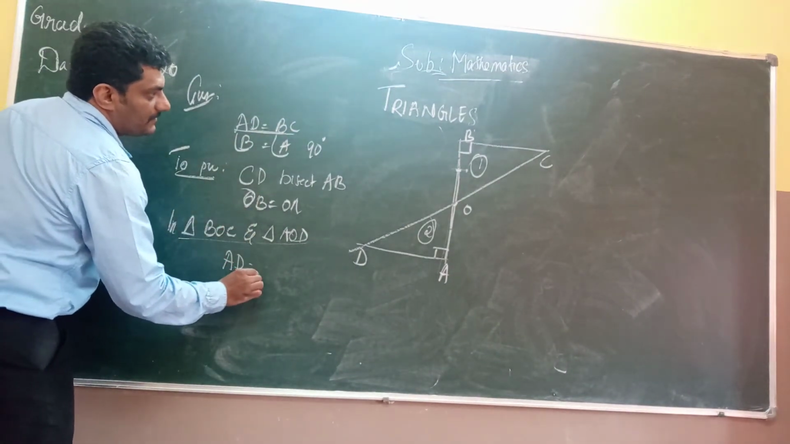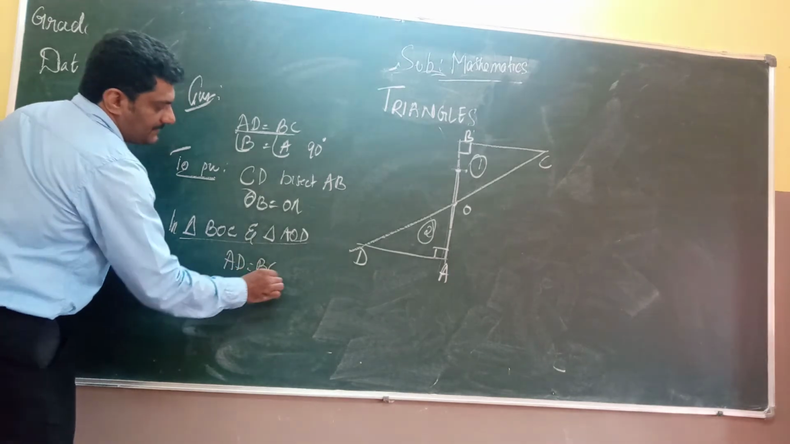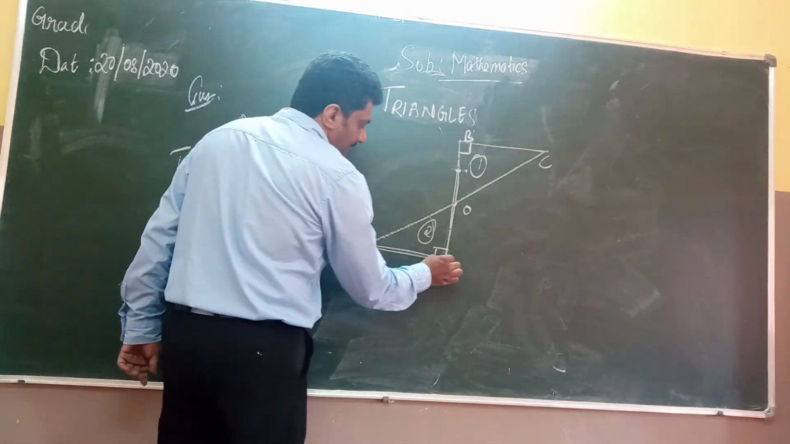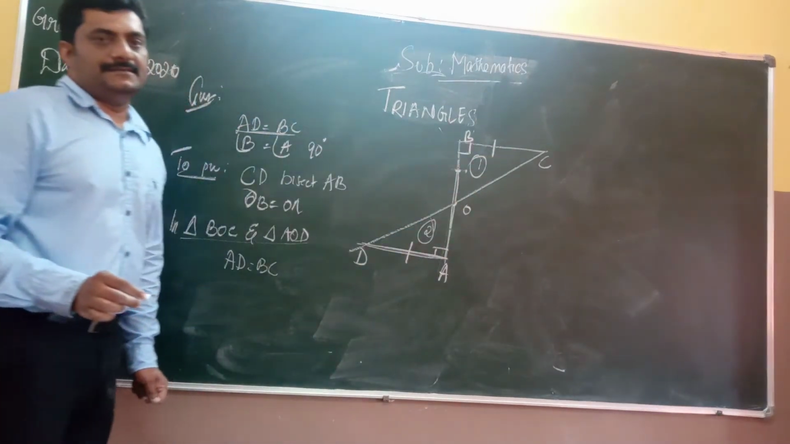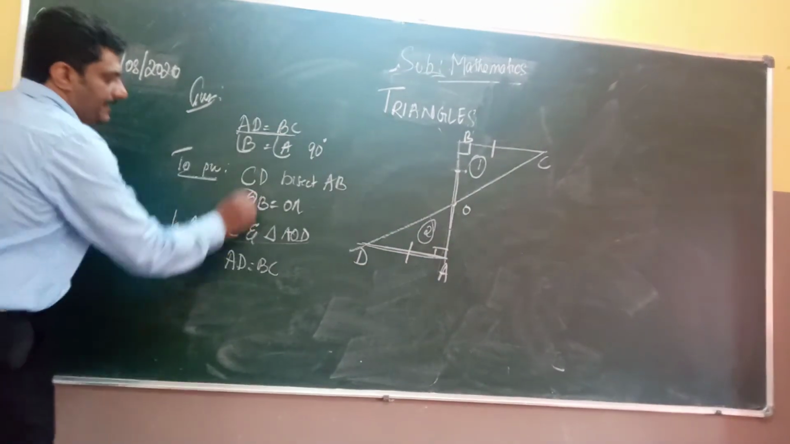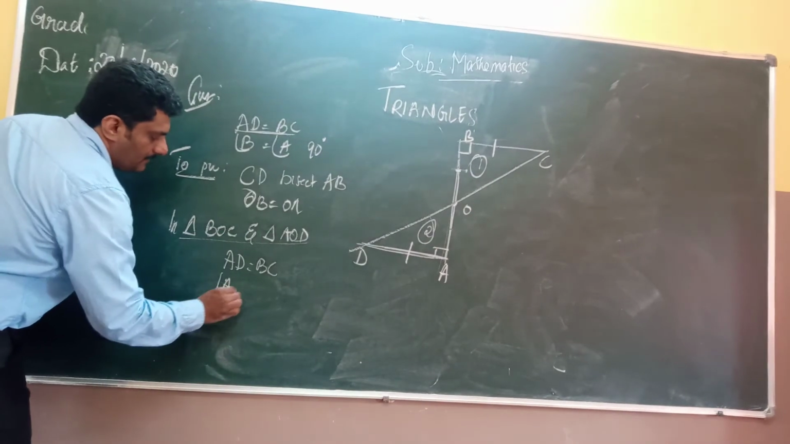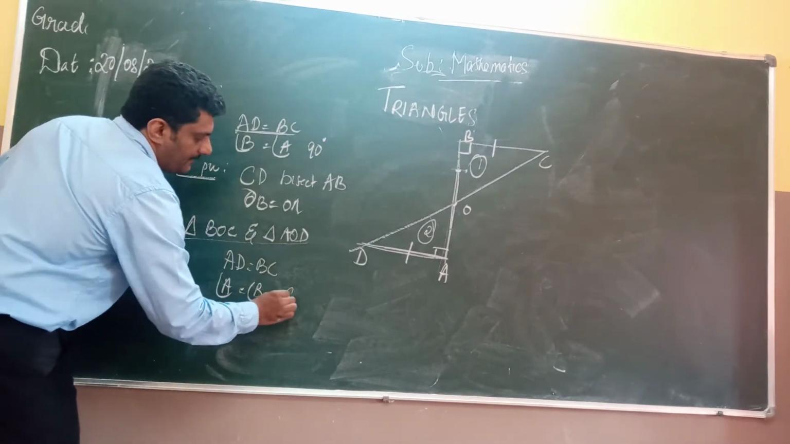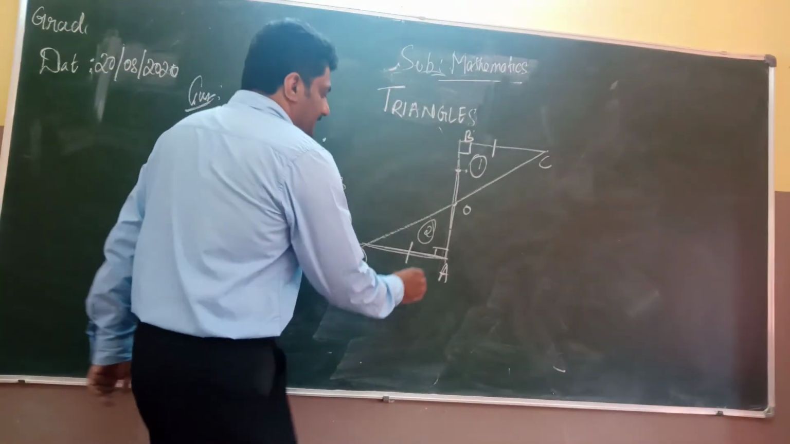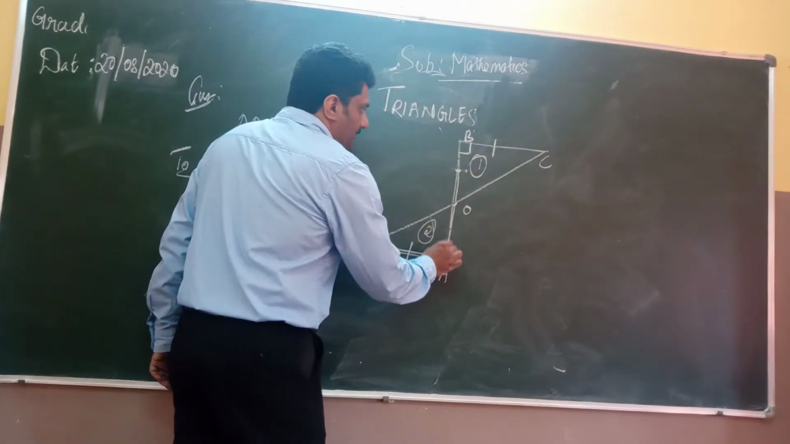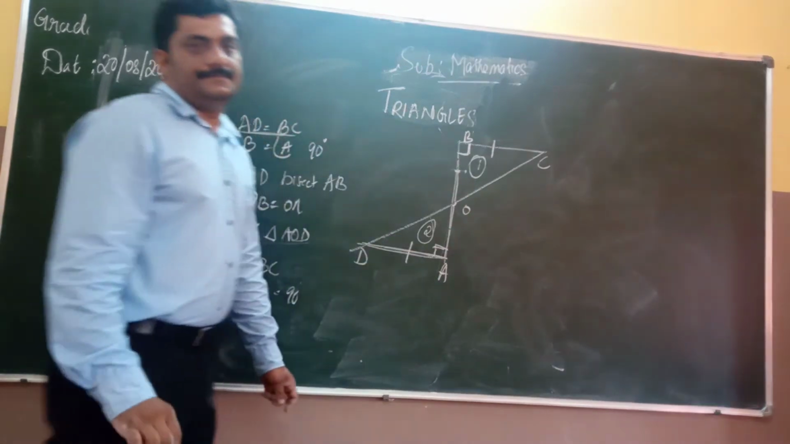AD is equal to BC. This is AD equal to BC. Done. Next one, angle B is equal to angle A, 90 degrees. Why are these two equal? Because both are 90 degrees. So I can tell even these two are done.